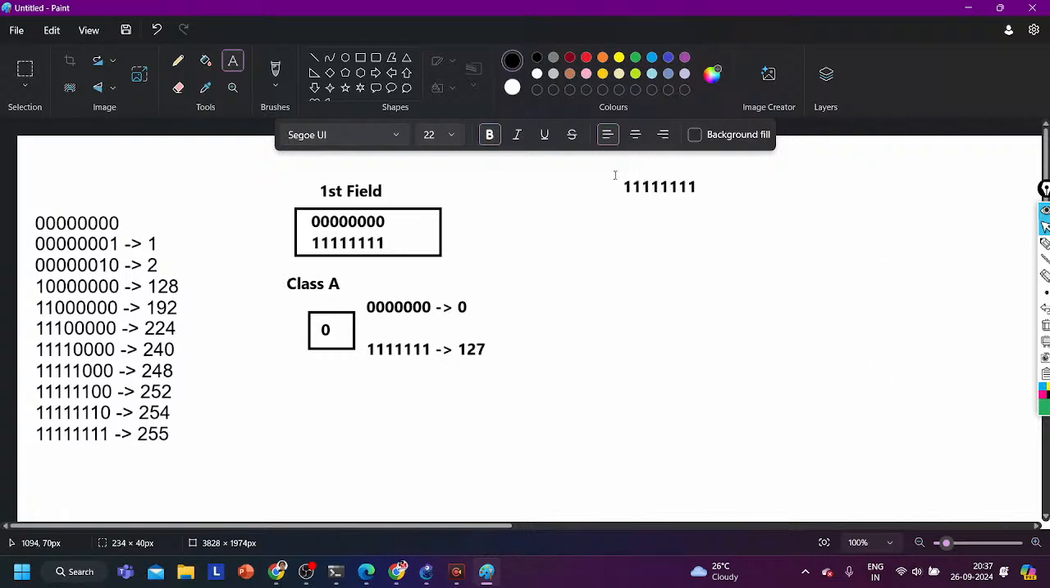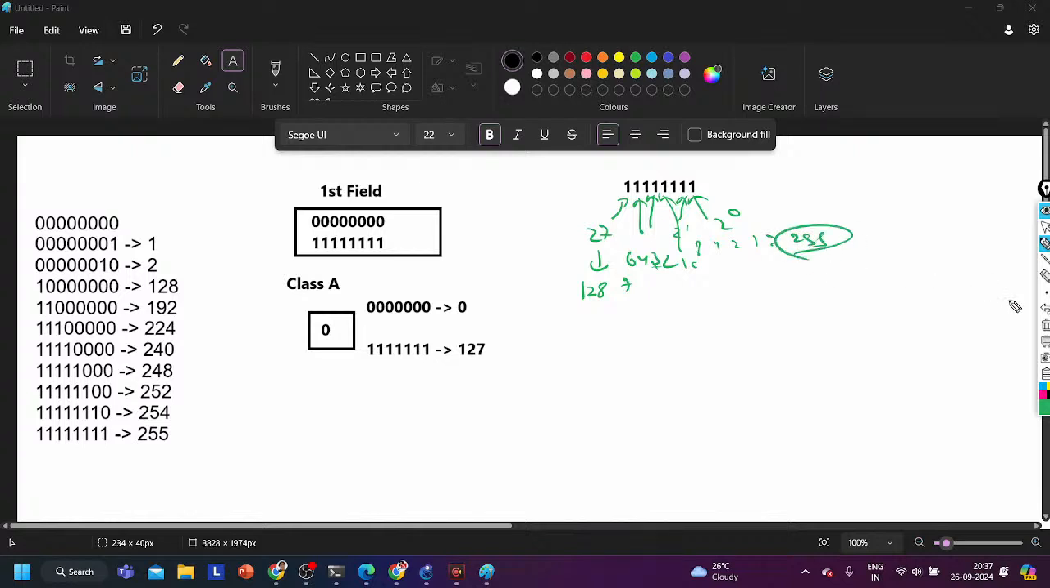right? So first value is representing what? 2 to the power 0. This one is 2 to the power 0, 2 power 1, 2 power 2, and so on. This one is then 2 to the power 7, and 2 to the power 7 is what? 128, right? This one is 2 to the power 6 means 64. This one is 2 to the power 5 means 32. 2 to the power 4 means 16, right? 8, 4, 2, 1. So if you add all these values, you will get 255 only, correct?